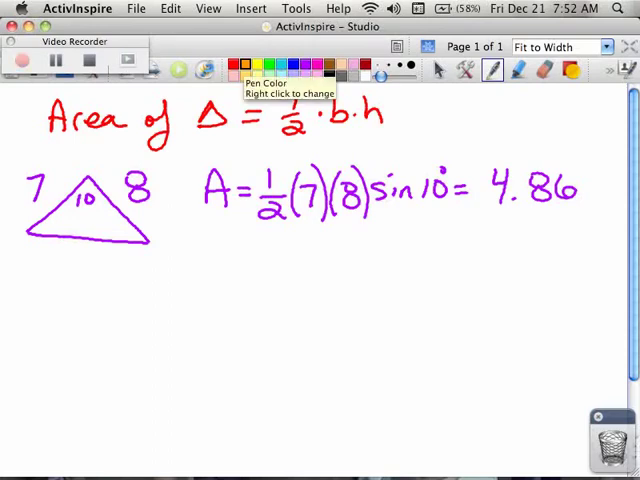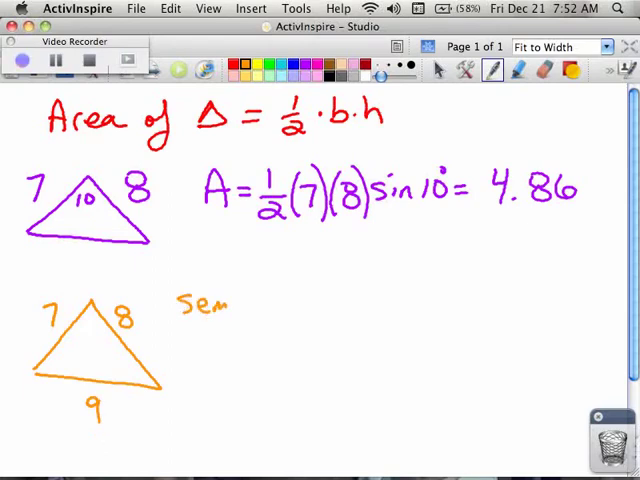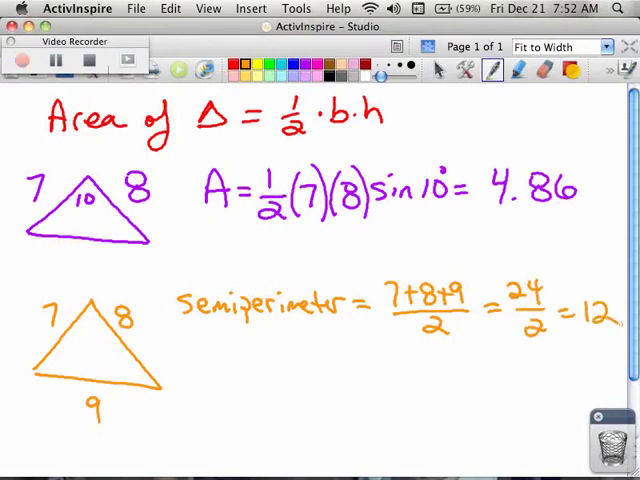The second formula is when they give you all three sides. So let's say they give you 7, 8, and 9. The first thing that you have to do is find something called the semi-perimeter. Semi-perimeter means halfway around. So what you do is you add up all the sides, chop it in half. That's halfway around, semi meaning half. If you add that all up, you find out you get 24 over 2, or in other words, halfway around that triangle would be 12 units.